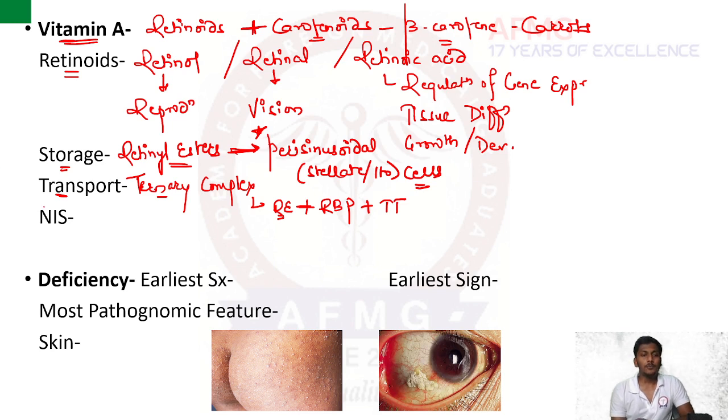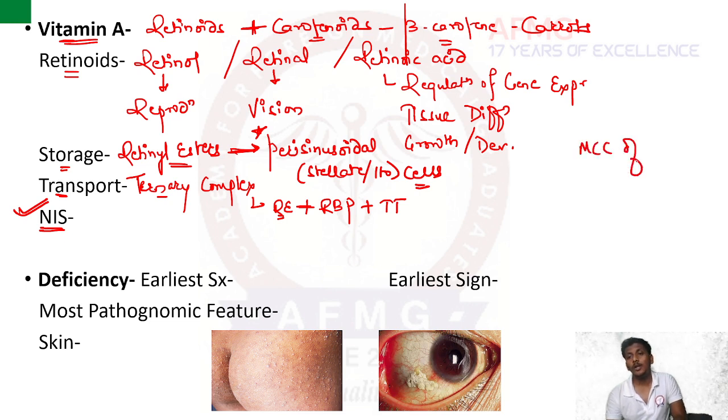Then the most important PSM aspect of vitamin A is the National Immunization Schedule. According to the National Immunization Schedule of India, please remember, the most common cause of preventable blindness is vitamin A deficiency. This is an important one-liner: the most common cause of preventable blindness is usually vitamin A deficiency, or we can say the most common cause of blindness in childhood is also vitamin A deficiency, right?